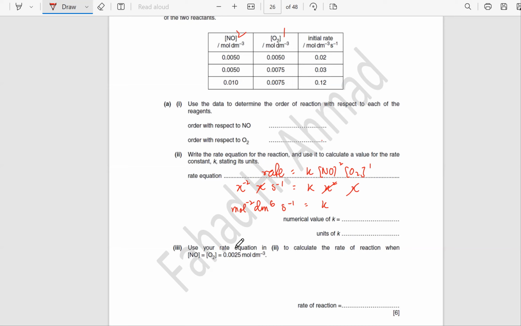तो उससे क्या है कि rate निकालो. So NO and O2 concentration is given. So you're going to plug in the NO and O2 concentration here and here. K की value just found it out, तो plug in K, you'll find the value of rate. ठीक है, clear है? Yes, sir.